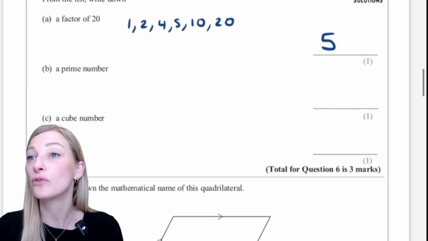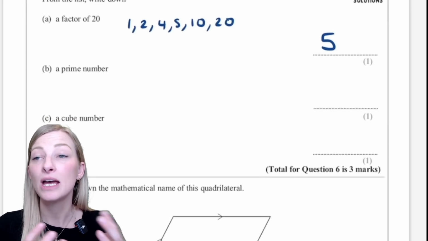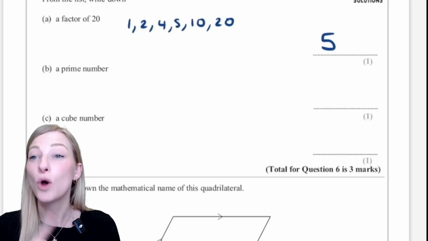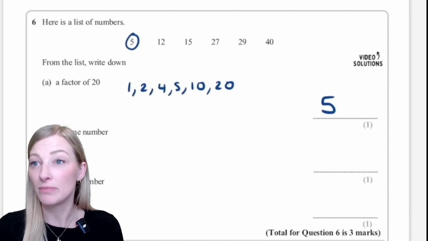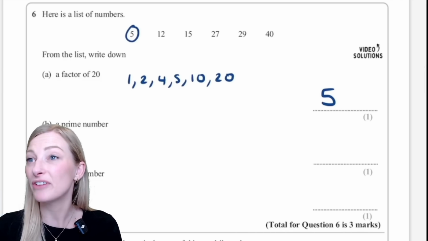We're next asked for a prime number, and a prime number is a number that can only be divided by 1 and itself to give a whole number answer. It's got 2 factors, 1 and itself. So looking at that list, 5 is a prime number, so we can have that one again. In fact, yeah, we could have 5 again. I'm not going to though, because there is another one. 12 is an even number.